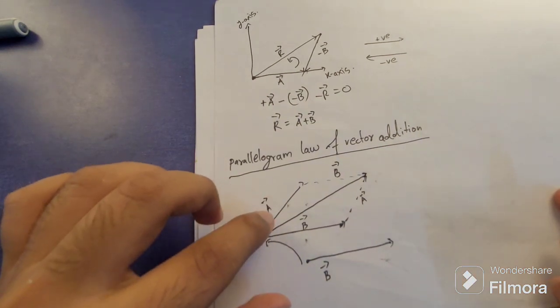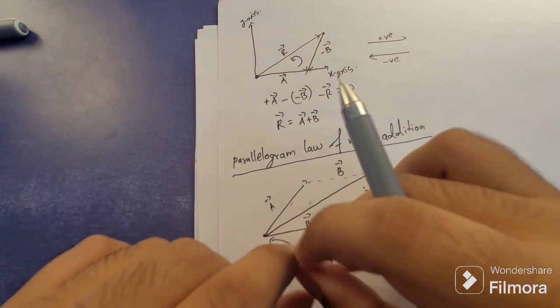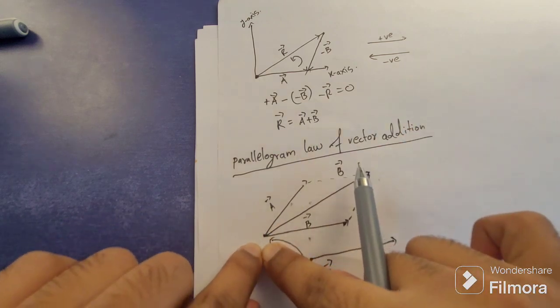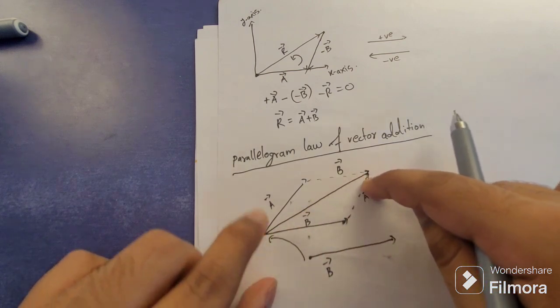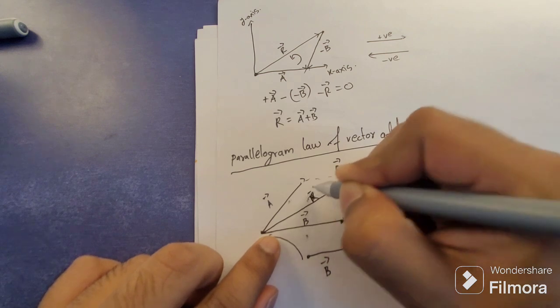Now by saying the longer diagonal, I mean the vector along the diagonal whose start point is the tails of the two vectors that we joined. So in this case, this middle vector will be the resultant of these two vectors. So let us call it R vector.